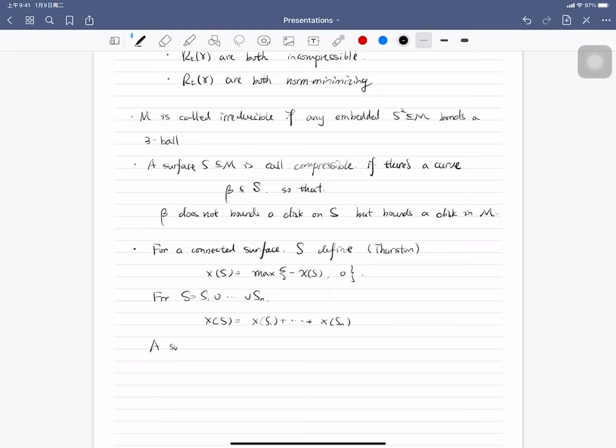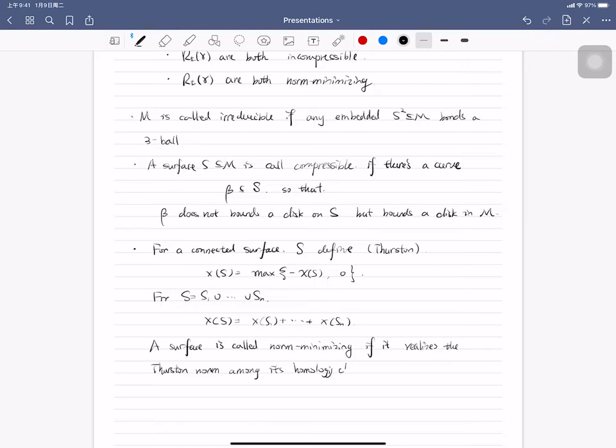So a surface is called norm minimizing if it realizes the certain norm among its homology class.